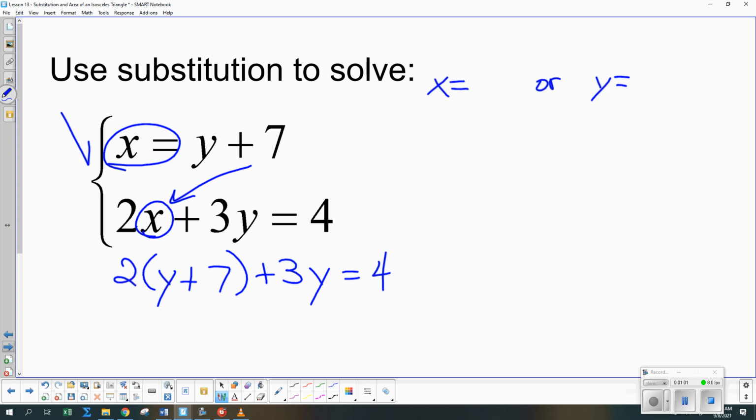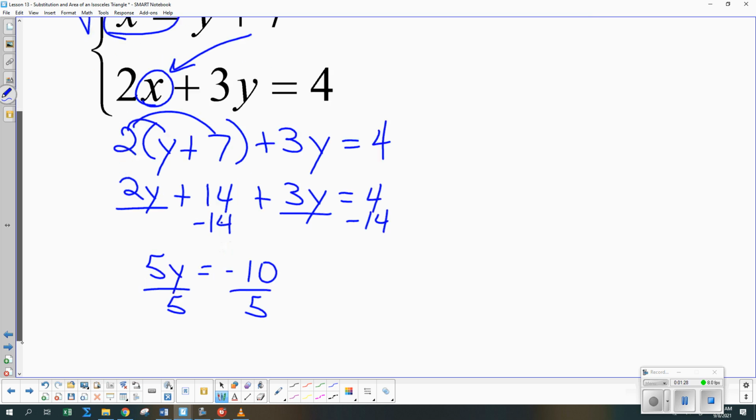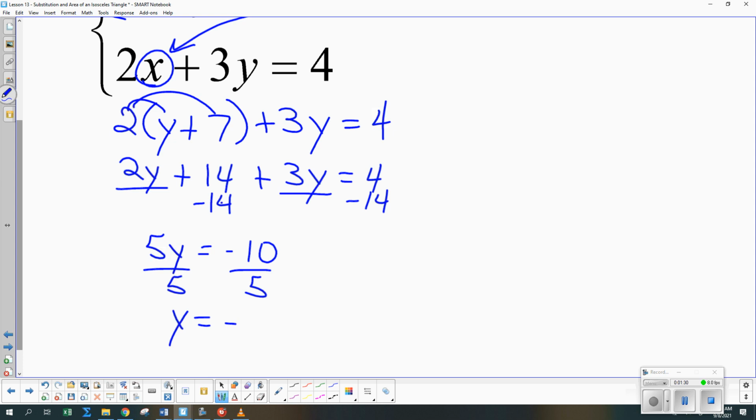Then we need to distribute. So we have 2y plus 14, 2 times each of the things in the parentheses, plus 3y equals 4. Combine the like terms, and we have 5y. Subtract the 14 from both sides, and we have negative 10. And when we divide both sides by 5, we know that y is negative 2.